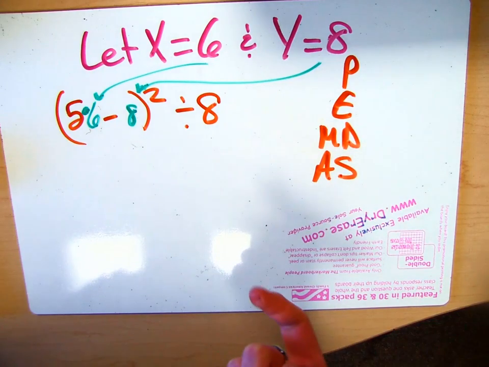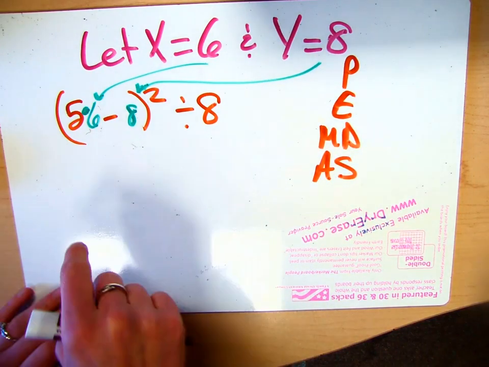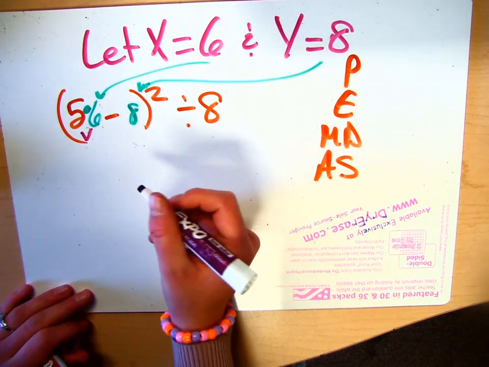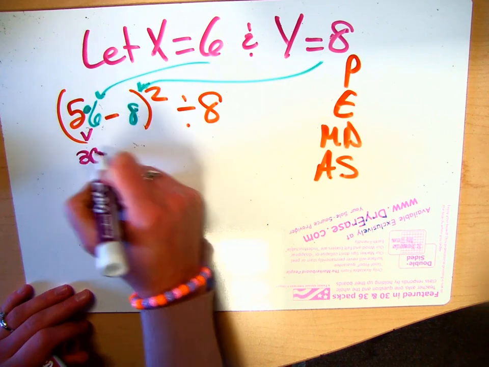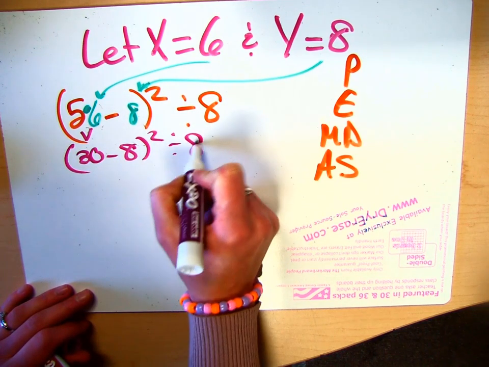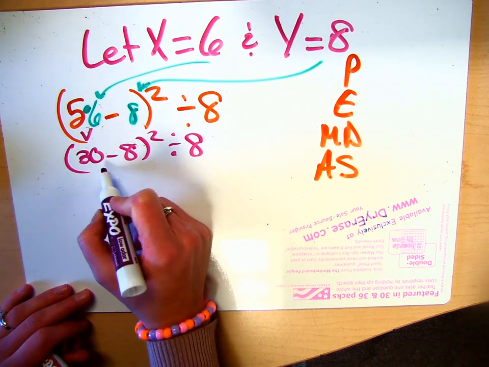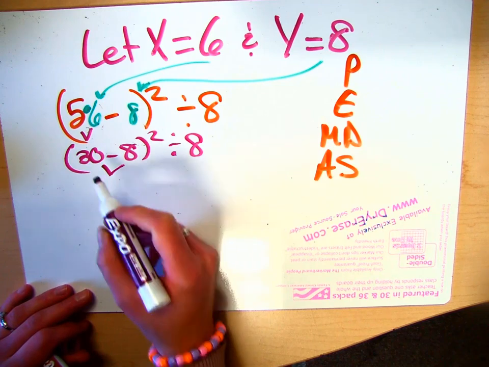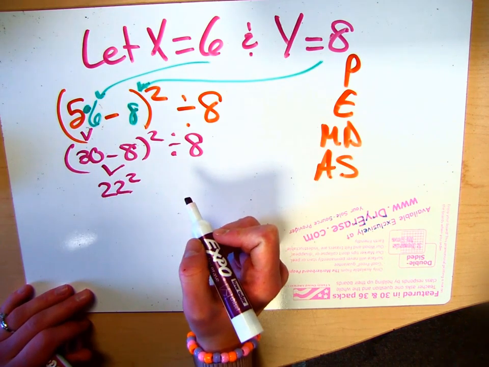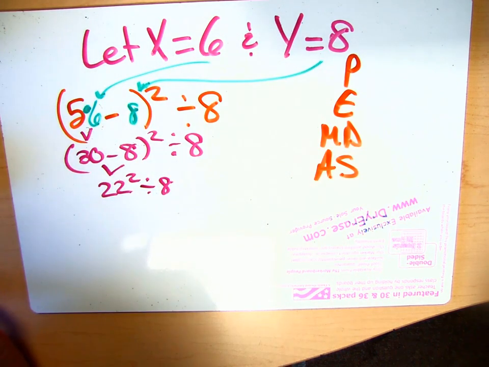Since we have parentheses, we're going to combine everything inside of our parentheses first. And since we have multiplication and subtraction, we'll start with multiplication. So 5 times 6 makes 30, and we'll bring down the minus 8, along with everything else. We're not getting rid of the parentheses yet because we haven't officially combined everything inside. 30 minus 8 is 22. Now I can finally get rid of the parentheses and bring down the exponent and the division by 8.